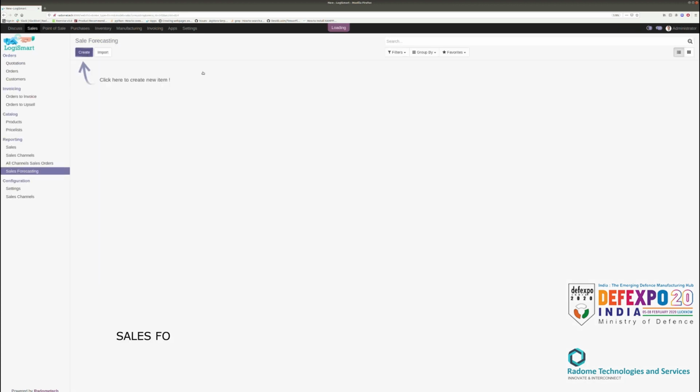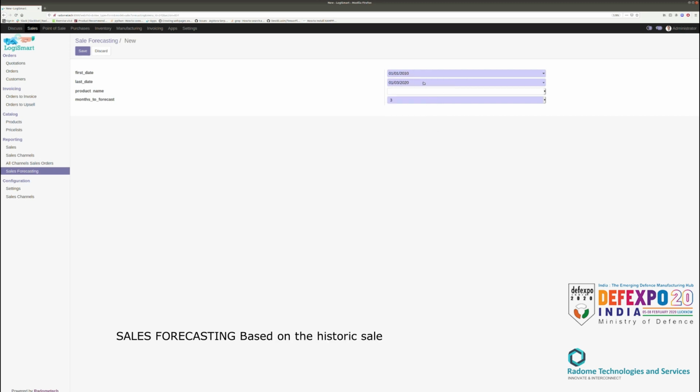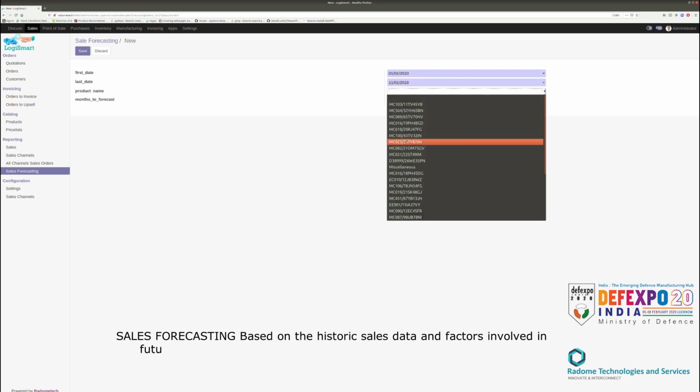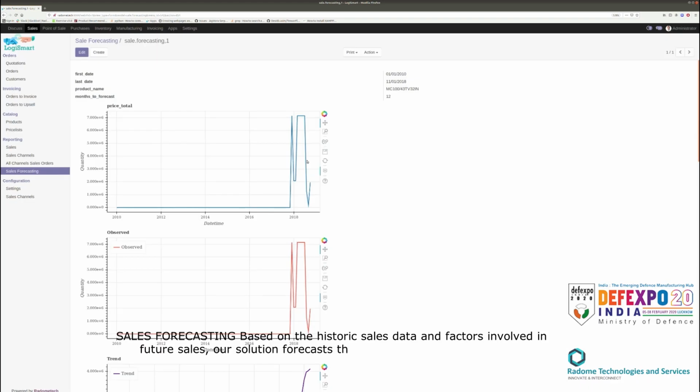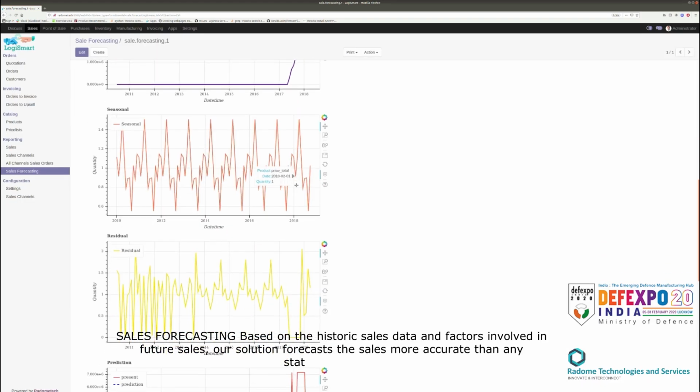Sales forecasting: based on the historic sales data and factors involved in future sales, our solution forecasts the sales more accurately than any statistical models.